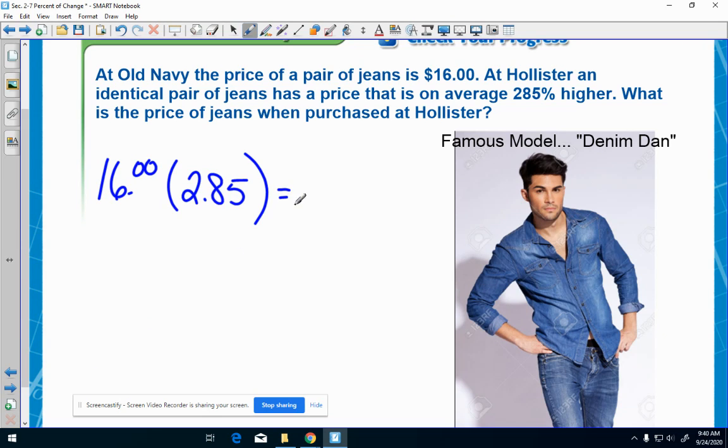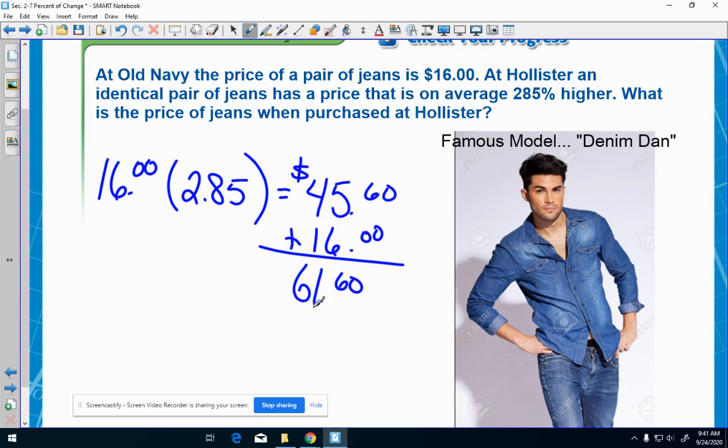Okay. So they are going to increase their price by $45.60. But that's not what they're going to sell it for, Bridget. Good. They're going to sell it for $61.60. You think they're more than that? Oh. On sale. What's up? What? I don't know. Yeah, that's it. All right.